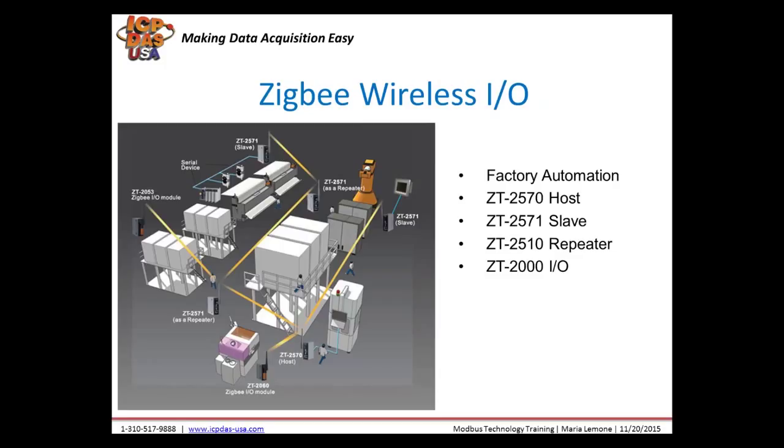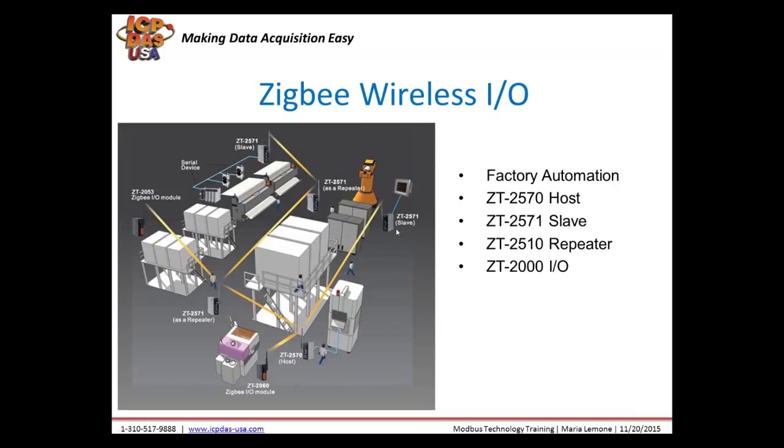Zigbee Wireless I/O is being used in applications where wiring is inconvenient, like in factories for machine-to-machine type communication. As you can see in this picture here, there's a laptop connected to the Zigbee host, which coordinates the communication path and also communicates with all of the slave devices. Over here, you can see there's a slave I/O module that can turn things on and off, and it can provide the status back to the PC.